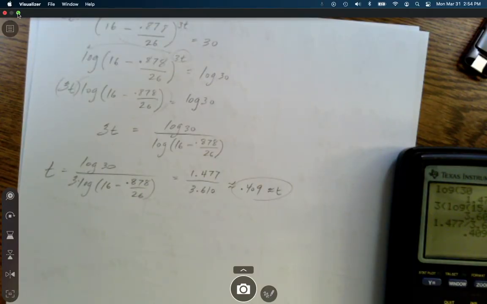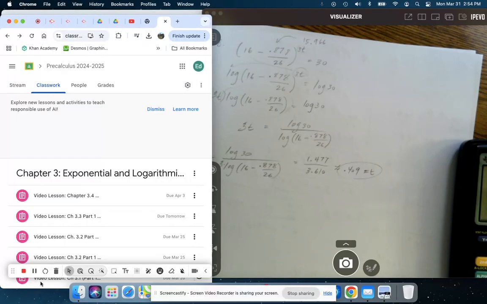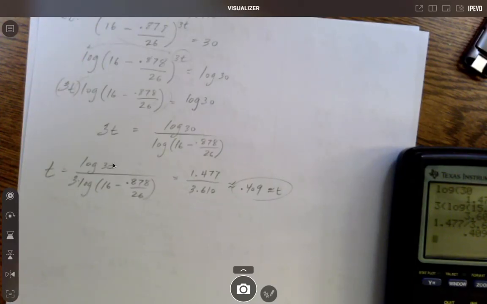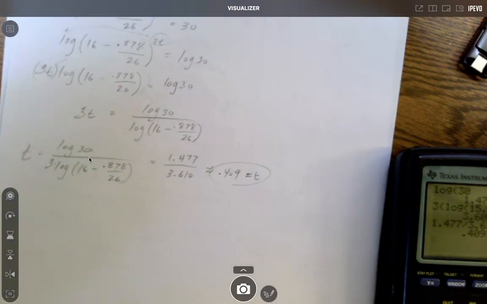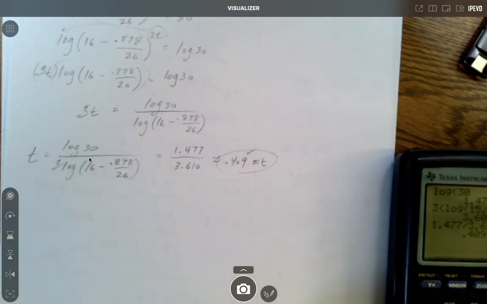I think I'm going to pause this and check to see if that's actually the correct answer. I'm curious. Okay, and that is the answer they have in the back of the book. They use the natural log instead of what I did, which is the common log, but it doesn't make any difference. You can use whatever log you want, but we do get this value right here.